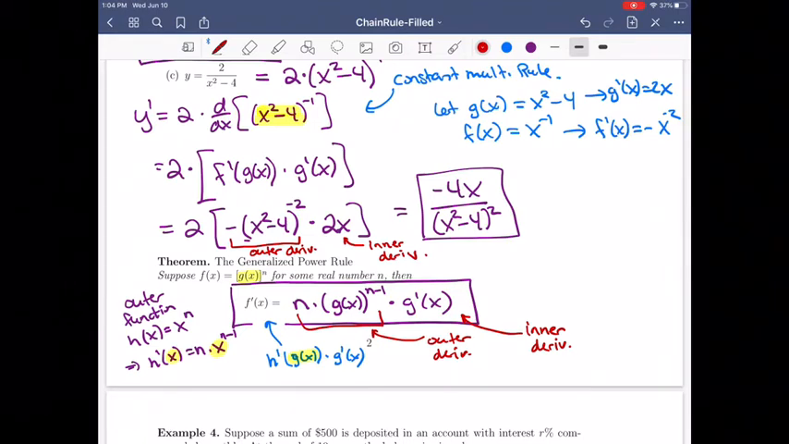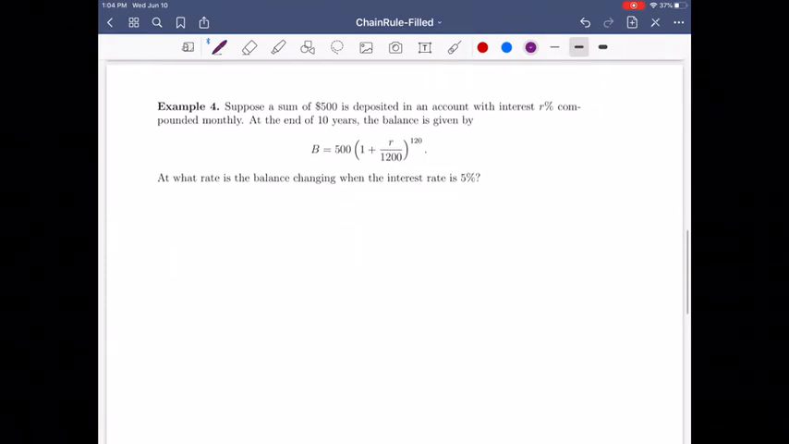Okay, let's try a couple more examples. So, suppose a sum of $500 is deposited into an account with interest rate R% that's compounded monthly. At the end of 10 years, the balance is going to be given using this equation. So B is your balance: your principal, the amount you've deposited, times 1 plus your rate over 1,200 to the power 120. You don't need to know where that formula comes from, but that's how you can find your balance.